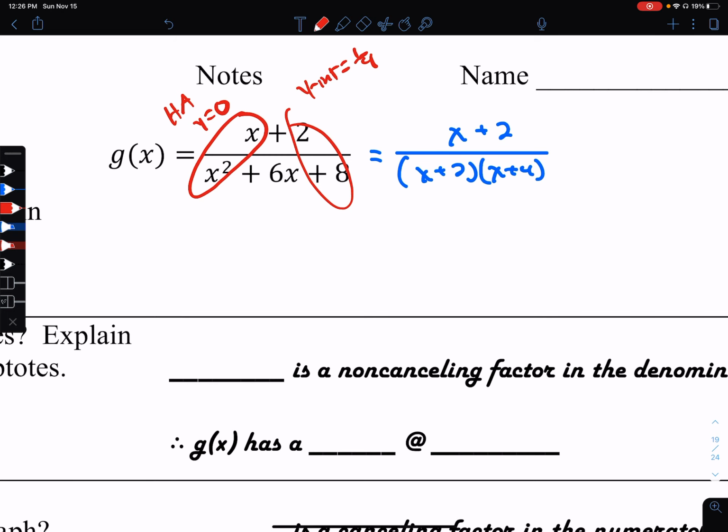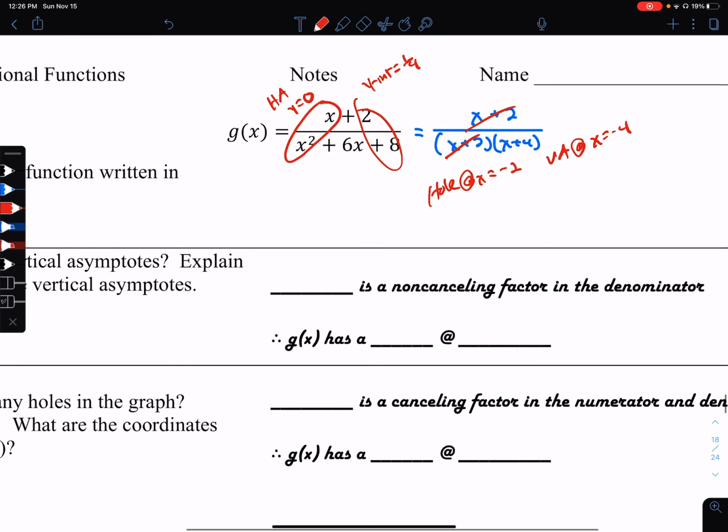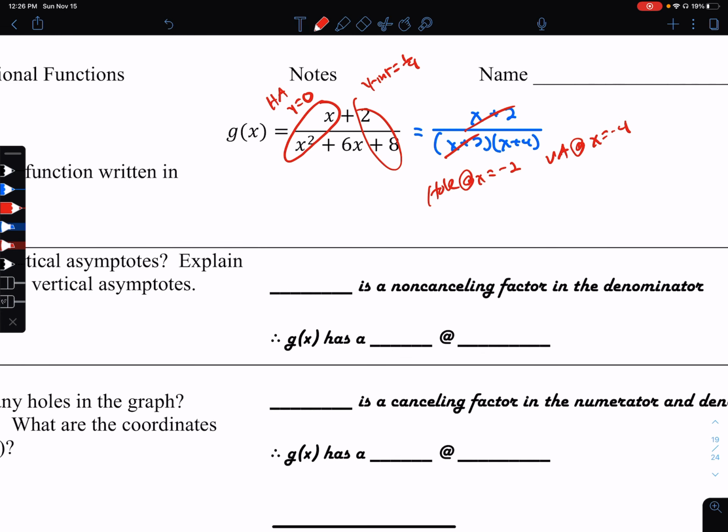Those are the constants. This has a hole at x equals -2 because x plus 2 is a canceling factor in the numerator and denominator. This has a vertical asymptote at x equals -4 because x plus 4 is a non-canceling factor in the denominator. There are no non-canceling factors in the numerator, therefore this does not have any x-intercepts.